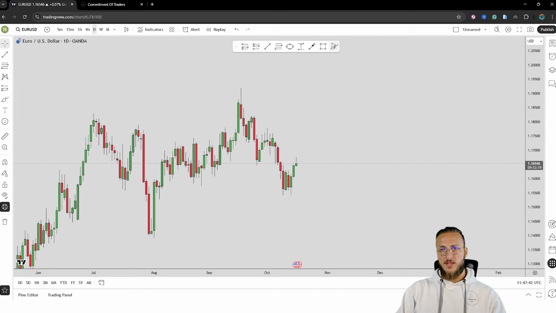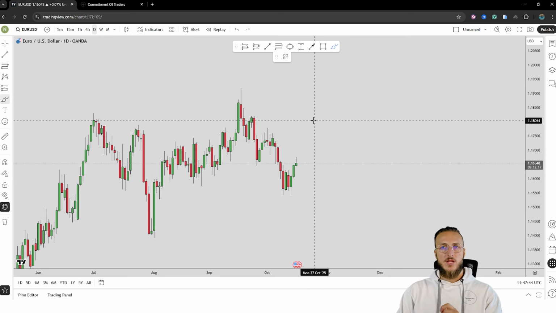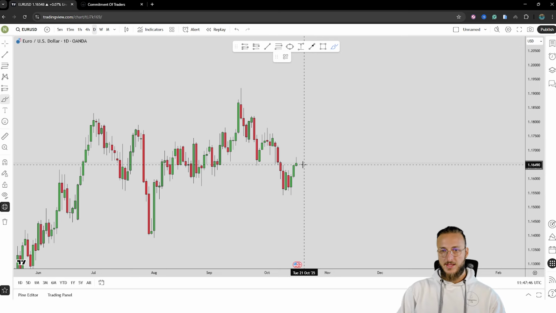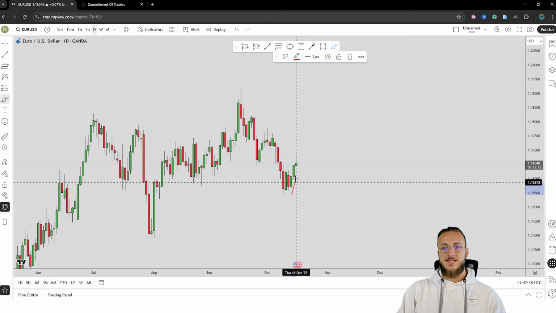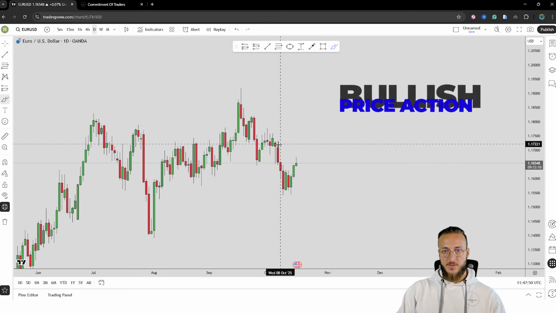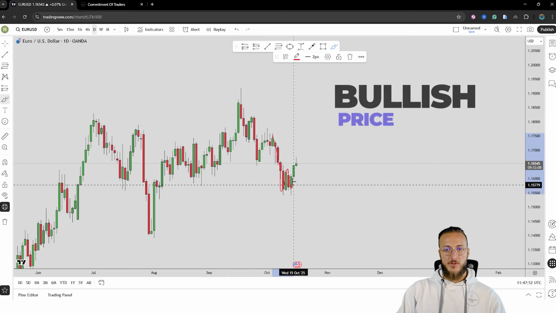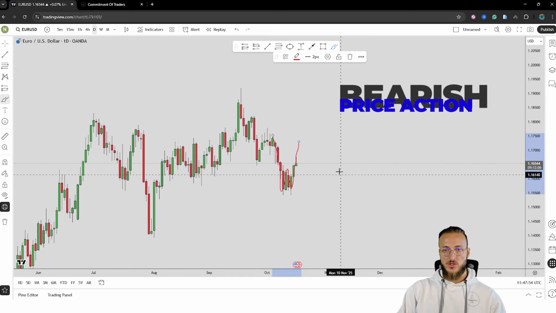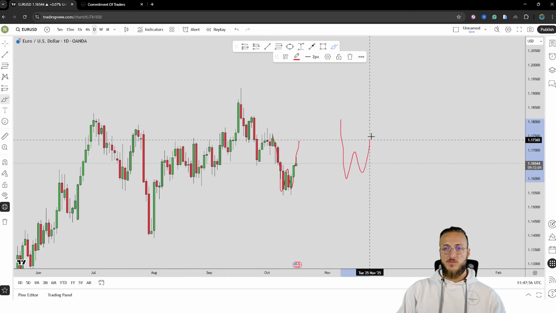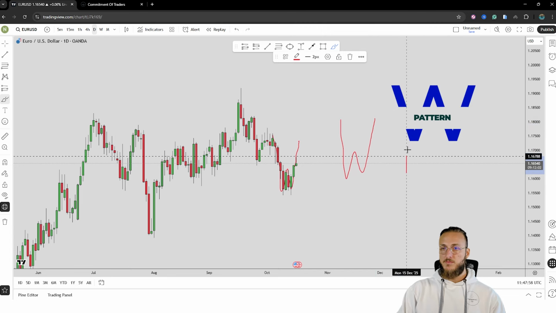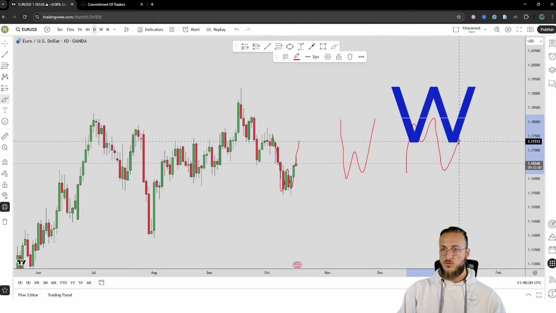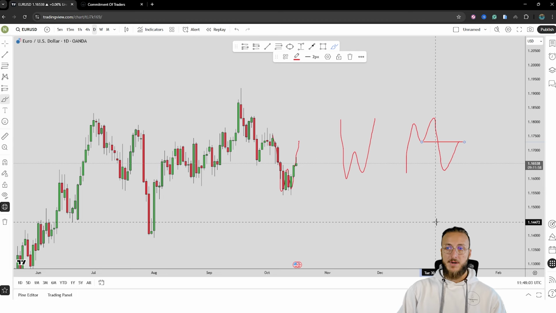So in a situation like this, in which institutions have already started adding some shorts, what would I expect? Well, what we have to notice is that while the market is creating this push to the upside, it is also creating a bearish pattern, which is this W formation. Now, a W formation is simply the opposite of an M pattern. After an M pattern, what you expect is a rejection to the upside, completing the M pattern at the neckline.